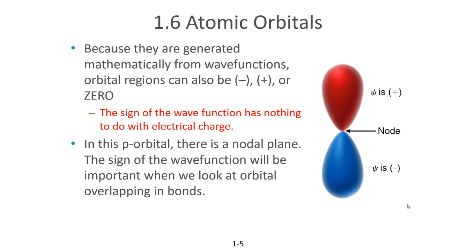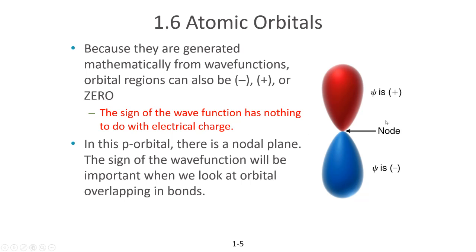Now off to the right, we see an orbital that should be familiar, called a p orbital. And we see the same type of color coding that we saw on the last slide. Red indicates a positive sign associated with the wave function, and blue indicates a negative sign. And again, not charge, not good and bad, it's just the sign. As I'd mentioned before, sign has nothing to do with charge in this particular context.